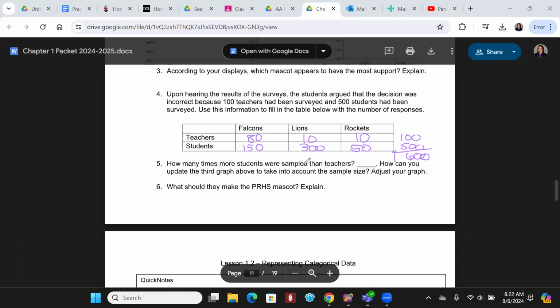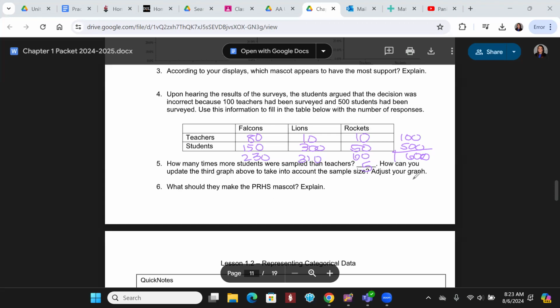Okay. Now again, total up your people. So 80 plus 150, 230. 10 plus 300, 10 plus 50. Okay, 60. Okay, so how many times more students were sampled than teachers? 5 times. So how can we update the third graph above to take into account the sample size?